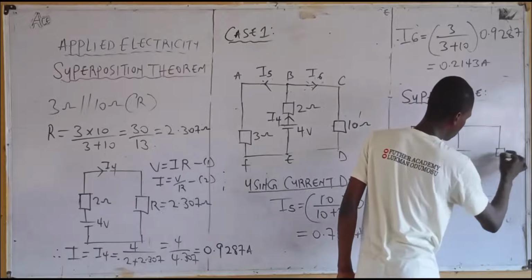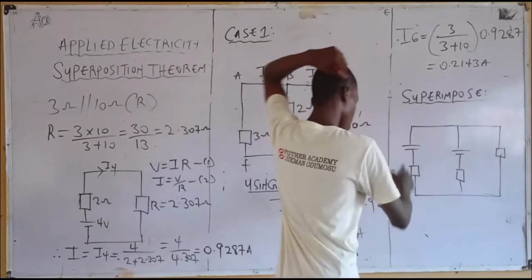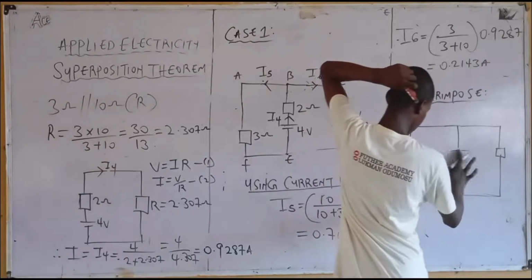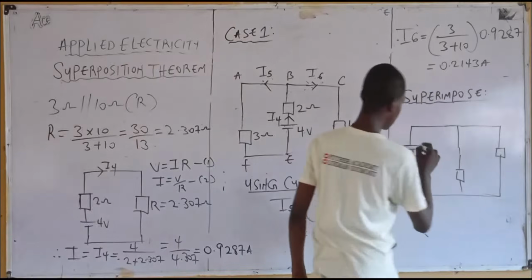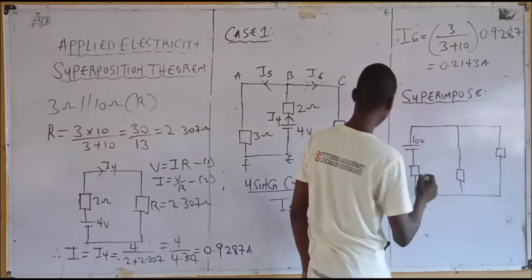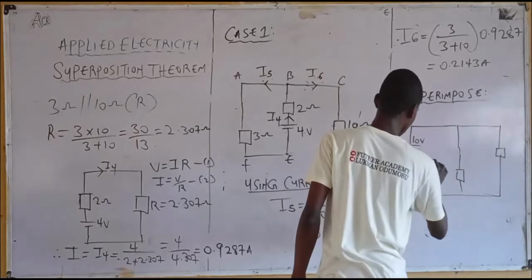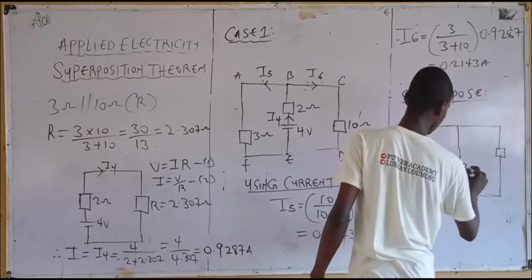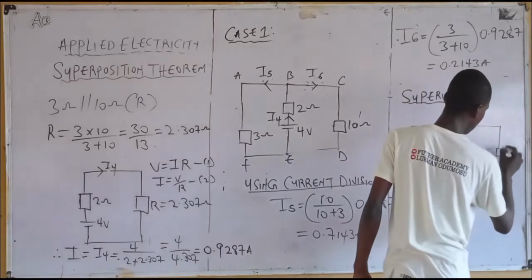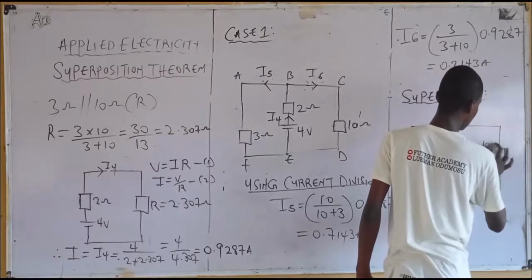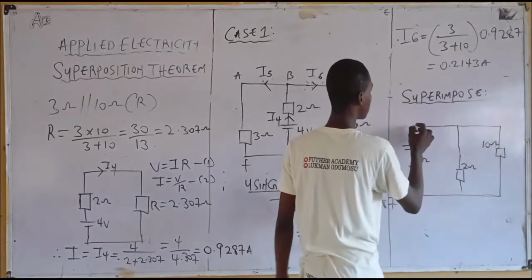What's the value of current here? This is 10 volts. This is 3 ohms. This is 2 ohms. What about this? 10 ohms. This is for case 1.